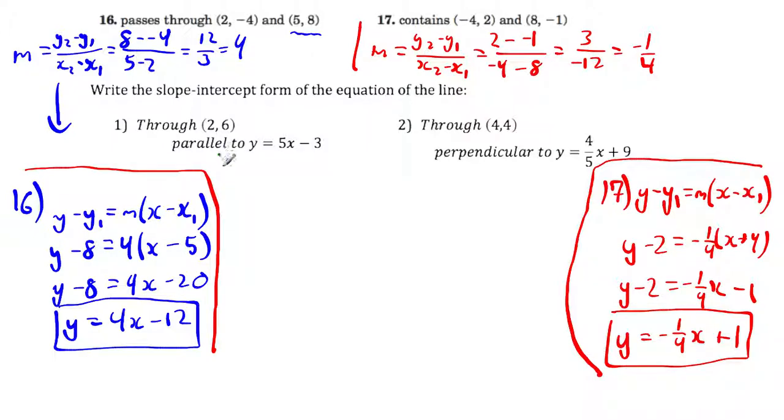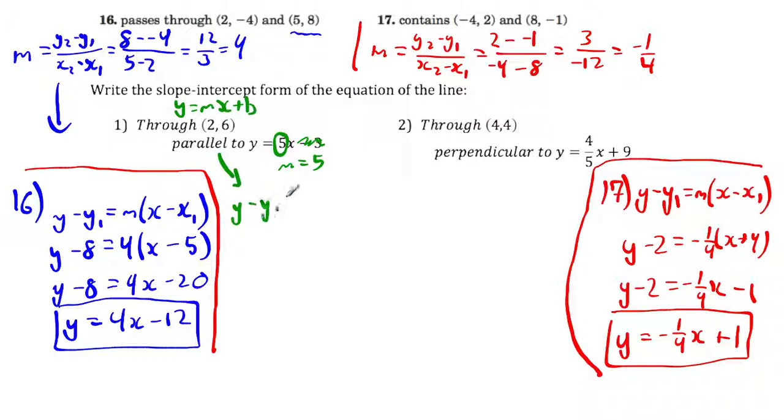For number 1 here, in this section, we're looking for slope-intercept form again. So y is equal to mx plus b. And what we need to do is find the point and the slope. Now it tells us that this goes through the point 2, 6, and it's parallel to this line. So we ignore the y-intercept and we just look at the slope. The slope of this line is 5, so any parallel line is going to have that same exact slope.